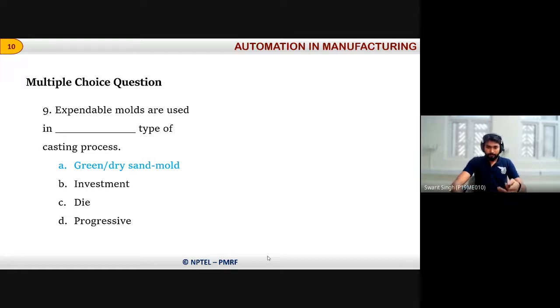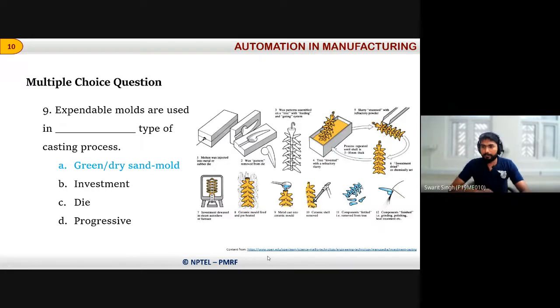The second option, B, is investment casting. Do you know what is investment casting? Anyone in the class? Wax pattern. Okay, yes. Here is a beautiful example of how investment casting is used to make the product.